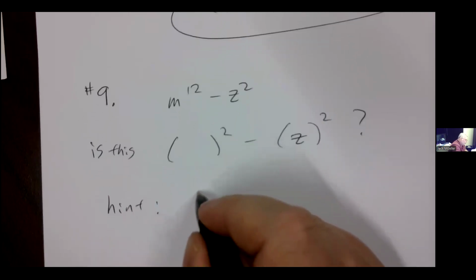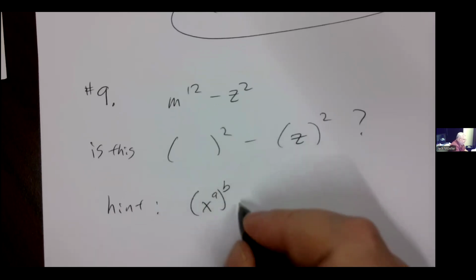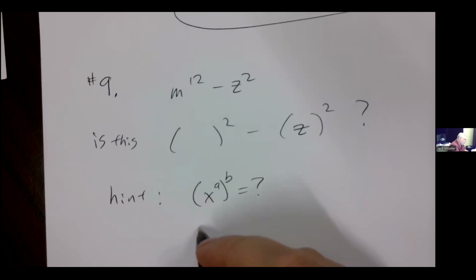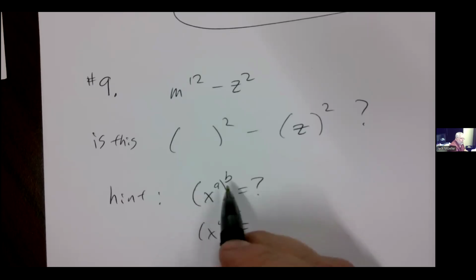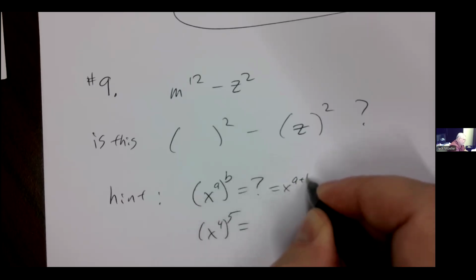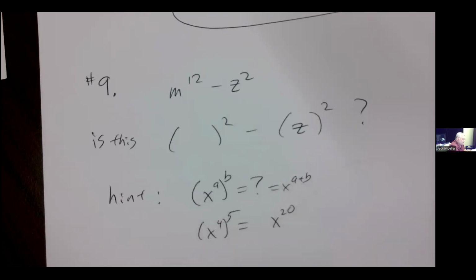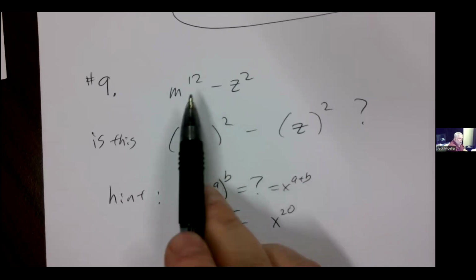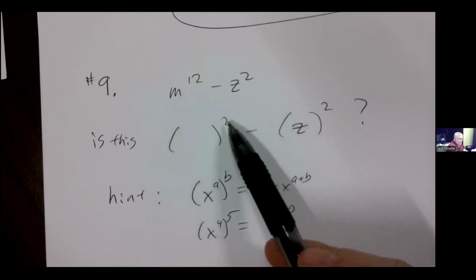You remember what we do if we have a variable with an exponent raised to an exponent? For example, if we had x to the 4th to the 5th power. Well, it turns out when we have a power raised to a power, you're multiplying. So x to the 4th to the 5th, 4 times 5 would be x to the 20th. So when we're trying to square a variable, we're basically multiplying the exponent by 2.